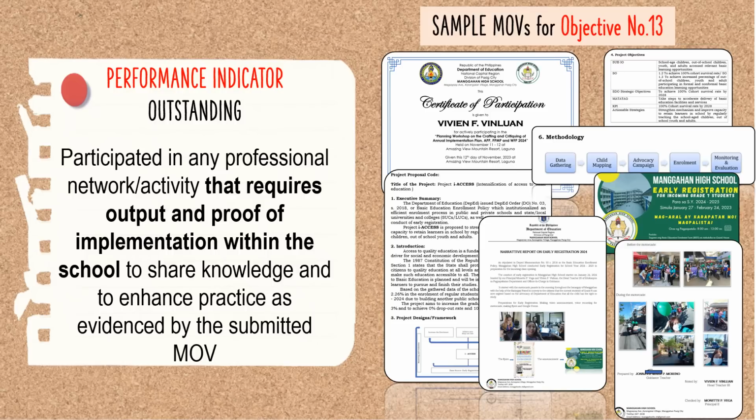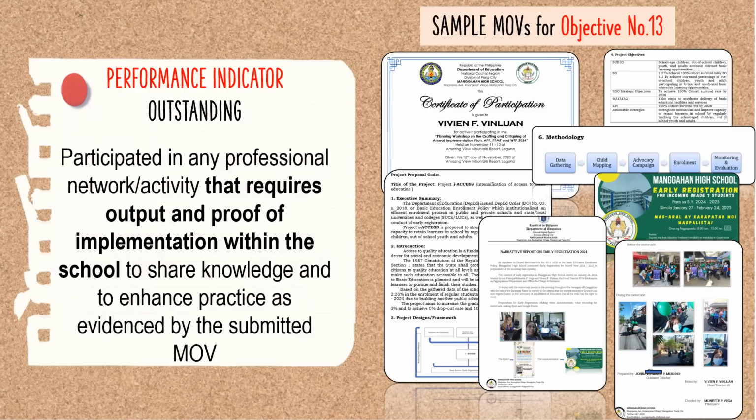Ang performance indicator for quality para makakuha ng outstanding ay participated in any professional network or activity that requires output and proof of implementation within the school to share knowledge and to enhance practice as evidenced by the submitted MOV. So tatandaan po ulit natin, kapag sinabing output, it may include but not limited to lesson plan, instructional materials, action plan, or any other teaching and learning related materials.